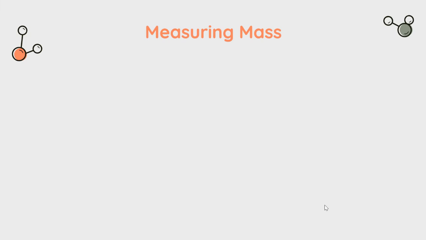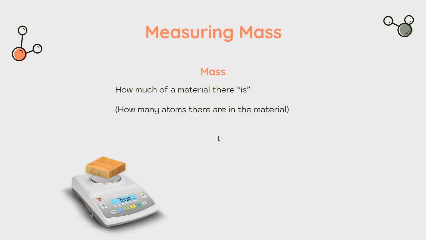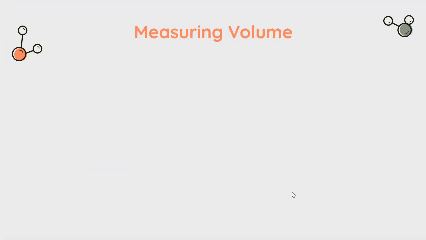So like I said with measuring mass, really mass is how much of a material there is. It's how many atoms. And for us, it's going to be weight. So if we say wanted to measure the mass of this piece of balsa wood, we would just put it on a scale. And it's like putting those atoms directly on the scale. They're basically just a big pile of atoms that we're saying how much do they weigh. So mass is pretty simple to measure.